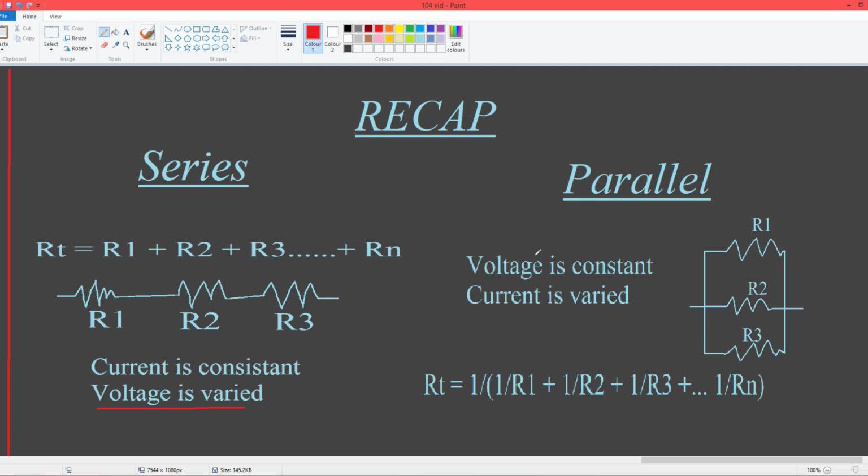In parallel, it is the opposite. So voltage is consistent, current is varied as it splits up into each resistor. And to find something like resistance when it's all split up, it is simply 1 over the sum of the inverse.